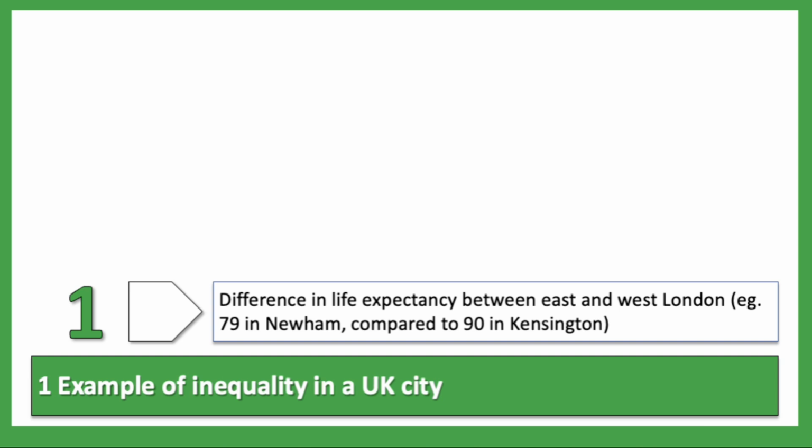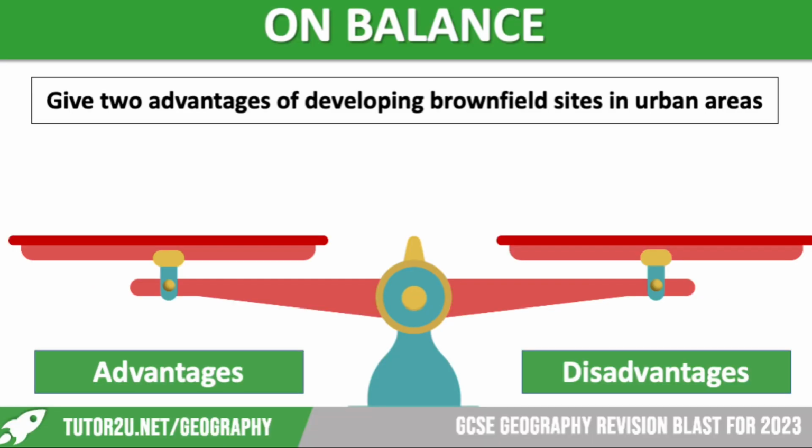Right, we're going to move on to an on-balance activity now, and we're going to think about the idea of using brownfield sites. So brownfield sites are ones that have been used previously. They've often been left derelict for a number of years, so they're old sites that have been used in the past. And this is in comparison to greenfield sites, which are brand new. So we're looking at 2 advantages of developing brownfield sites in urban areas, and then obviously we're going to have a look at some of the negatives in a minute.